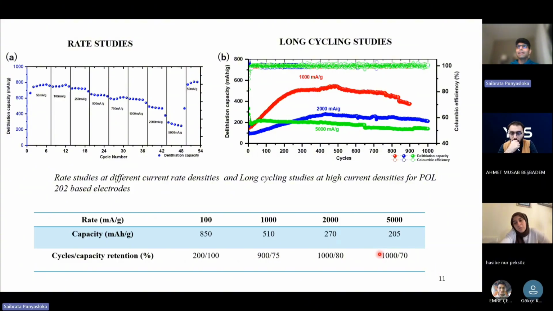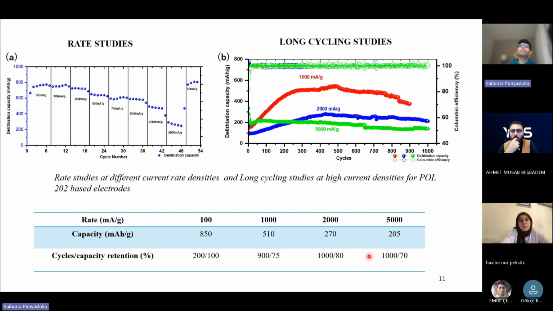So 372 at 1 C, and 10 times would be around 3,700, but it's more than that. The current density, the rate at which we are pushing in the ions, is 10 times higher. But it's still able to give 205, which is quite good for such materials. And it is also very stable up to 1,000 cycles, so it shows very long cycling stability.